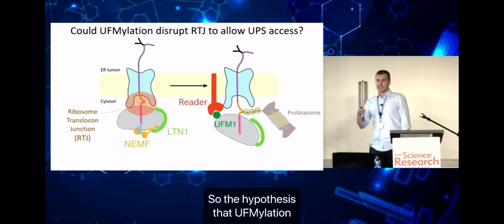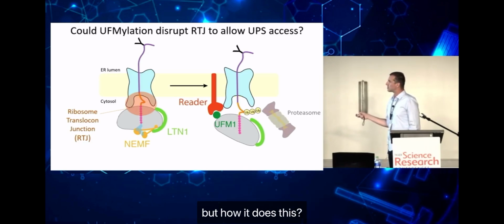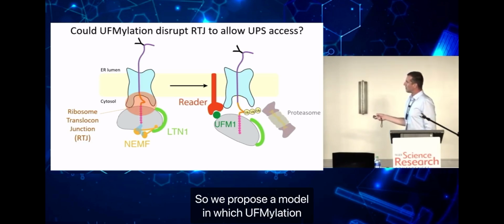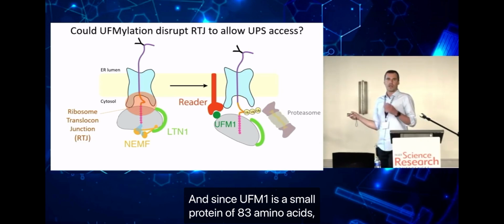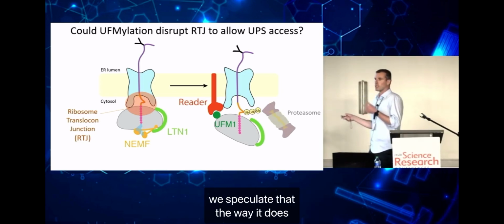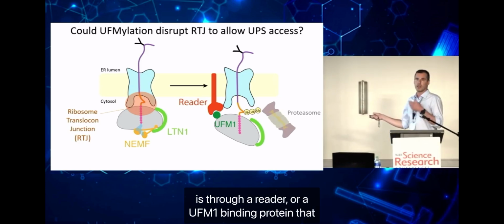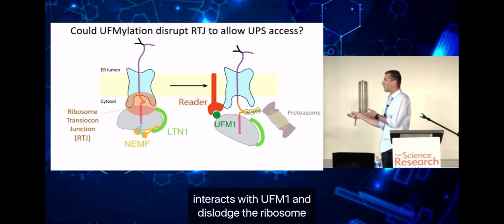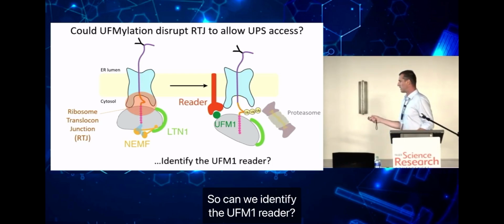So the hypothesis is that UFMylation adapts this cytosolic RQC to destroy ER stalled peptides, but how does it do this? We propose a model in which UFMylation weakens the interaction between the translocon and the ribosome. Since UFM1 is a small protein of 83 amino acids, we speculate that it works through a reader, a UFM1 binding protein that interacts with UFM1 and dislodges the ribosome from the translocon. So can we identify the UFM1 reader?